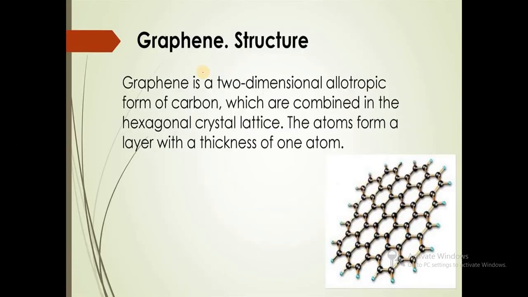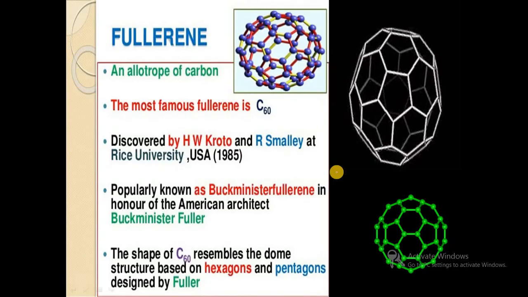Then the next structure is graphene. Graphene is a two-dimensional allotropic form of carbon whose atoms are combined in a hexagonal crystal lattice. The atoms form a layer with a thickness of 1 atom. So this is the structure of graphene. The two-dimensional allotropic form of carbon is called graphene.